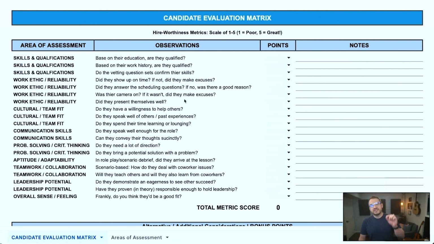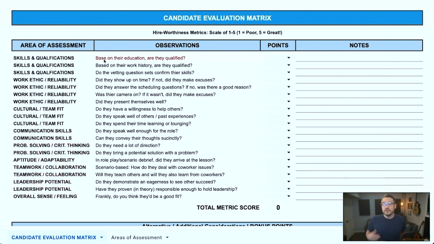And some specific examples are on the first page, and you can change these to the way that makes sense for you depending on the role and depending on what you're hiring for. But this is kind of just a general. So I look at these areas and you can see that not all of them are equal. There's 3 in the skills and qualifications, but we got 4 right here in the work ethic and reliability, 3 in the cultural team fit, communication skills, and so on.